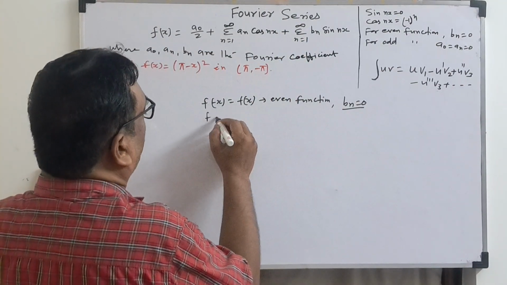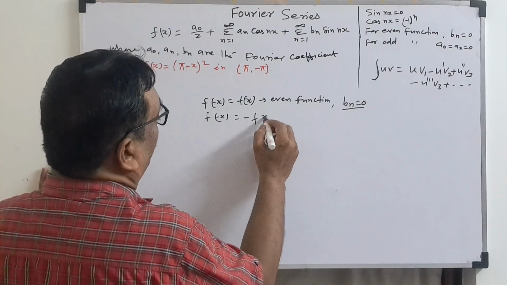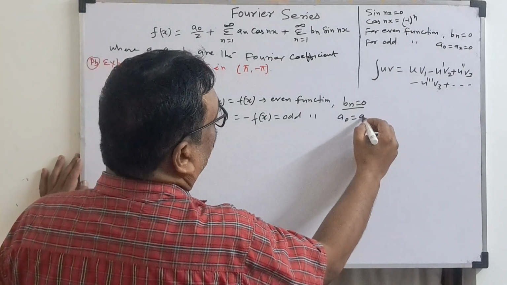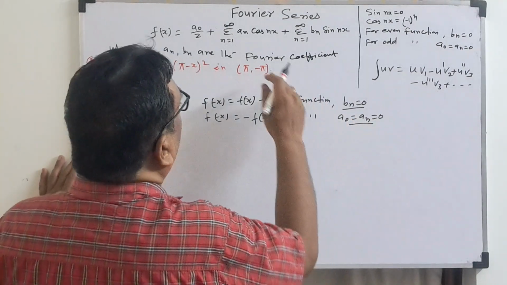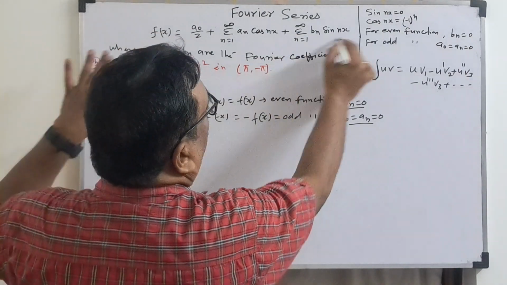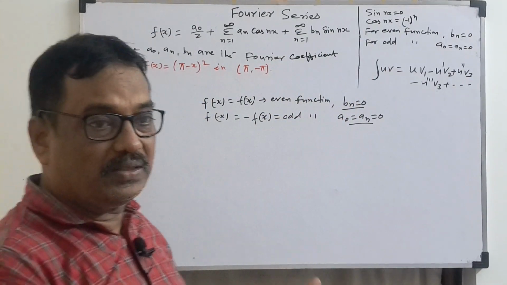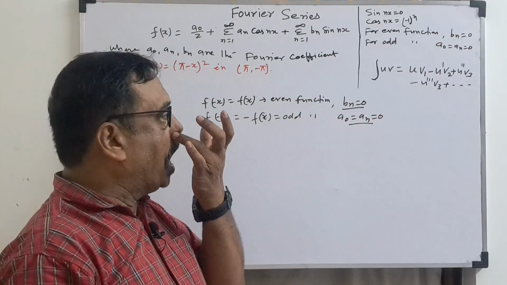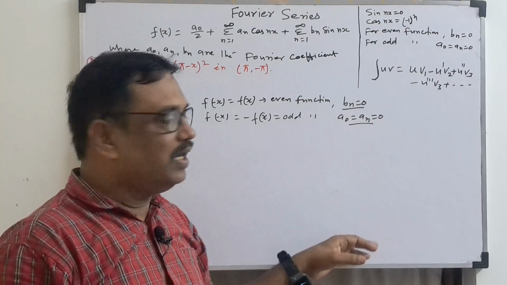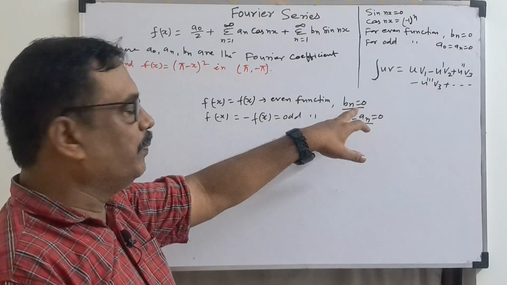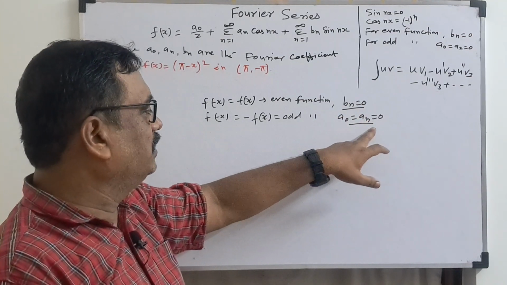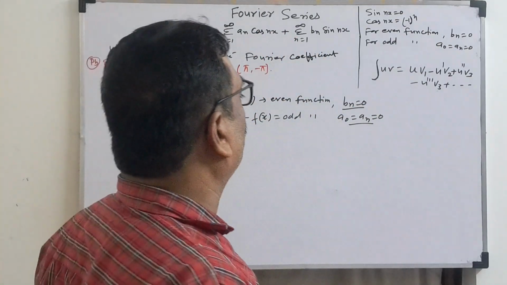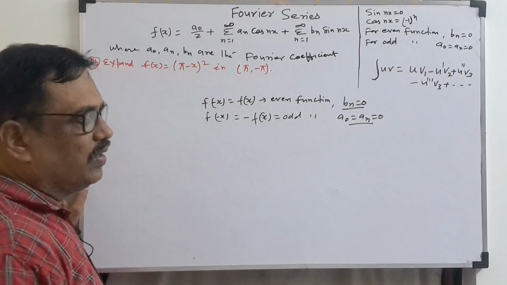If the function at minus x comes as minus f(x), that is called an odd function. So here a0 and a_n will come 0. That means we only have to find out f(x) with this part only. If even and odd functions come, generally in 10 marks or 6 marks questions, if it is an even function you can avoid b_n, and for an odd function you can avoid a0 and a_n. So easily you can solve in simple steps and the problem will be a little shorter. Okay, this is the first thing you have to concentrate on.